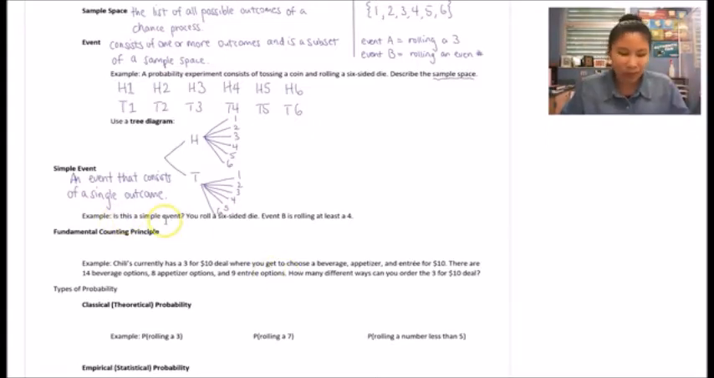So example, is this a simple event? You roll a 6-sided die. Event B is rolling at least a 4. So remember, at least means like this number or more. So at least a 4 would be 4 or more. When you roll a die, the max number is 6. So when we say at least a 4, this would include 4, 5, and 6. And so that's 3 different numbers. That's 3 different events that this event B would include. So no, this is not a simple event.